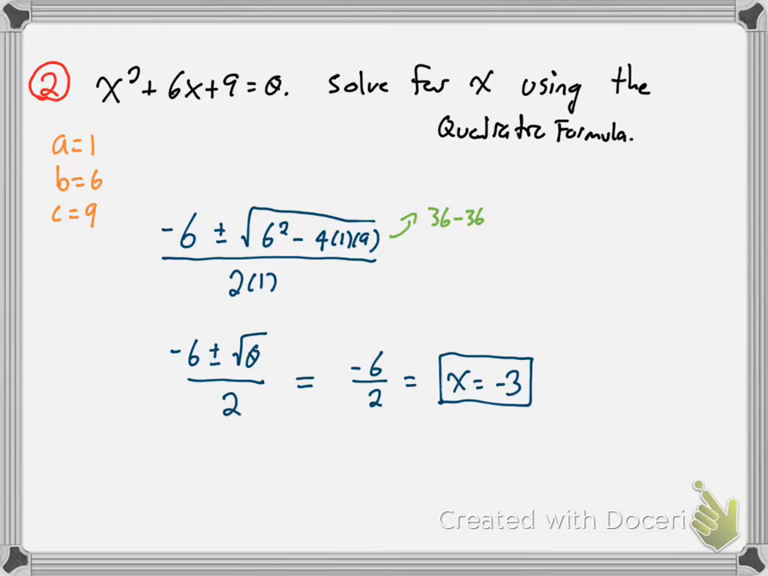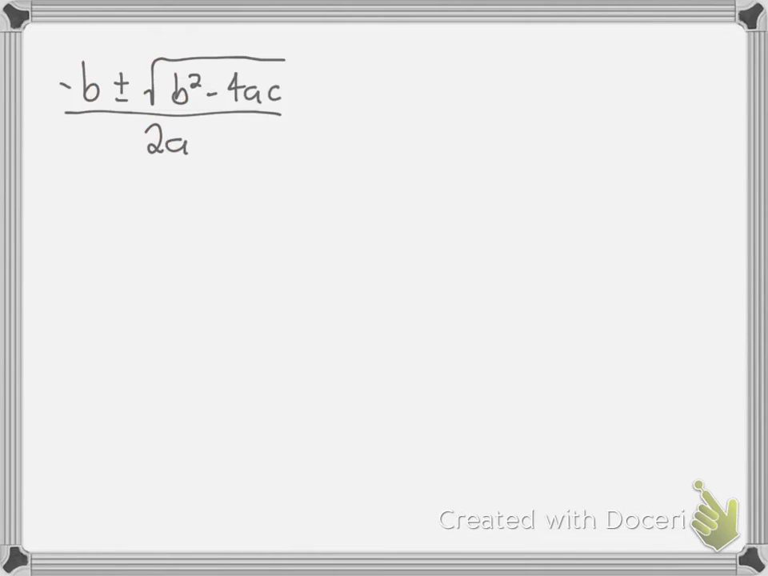Notice if you factor this, you would get x plus 3 squared. So you would get the same solution here. Also notice how I only got one solution or one x value here. So this kind of problem would be a graph that only touches the x-axis one time. And there's a specific way that I can know how many solutions I'm going to have, and that's the last thing that we're going to cover in this video.